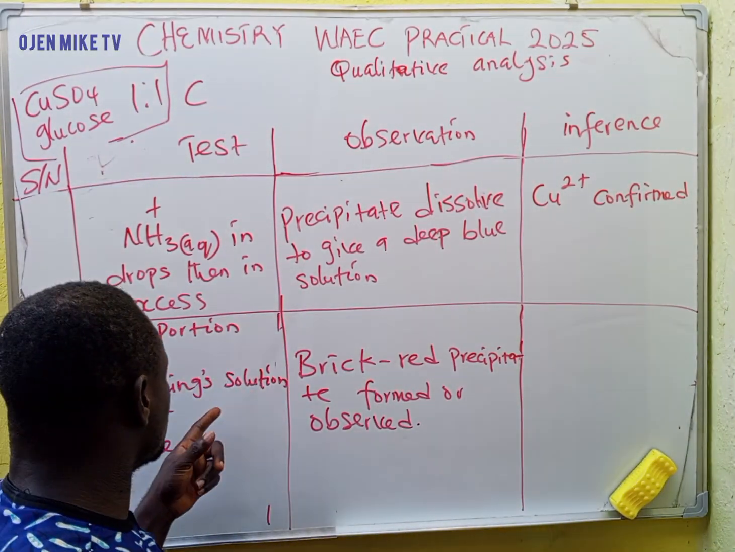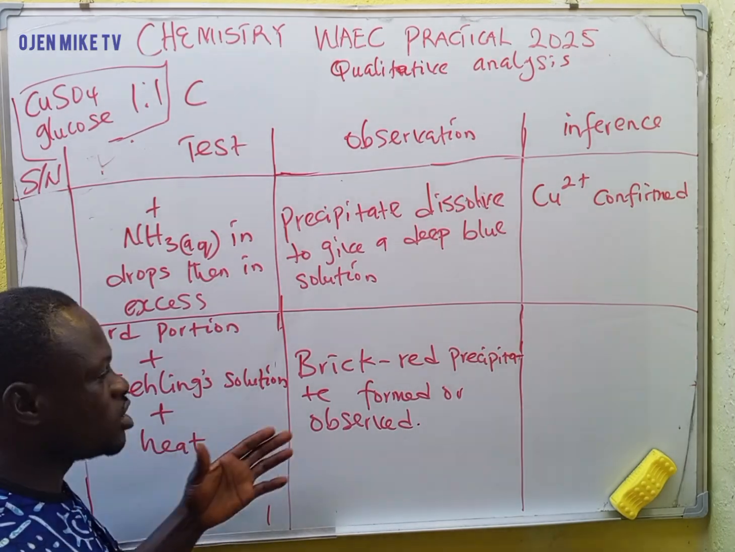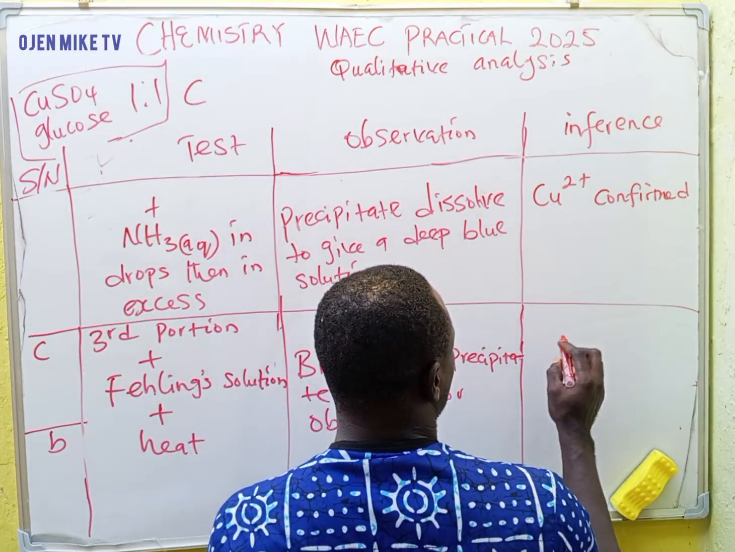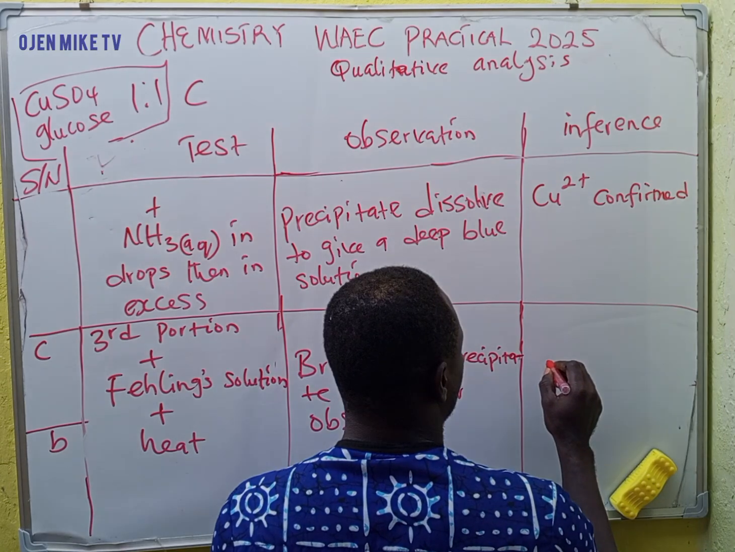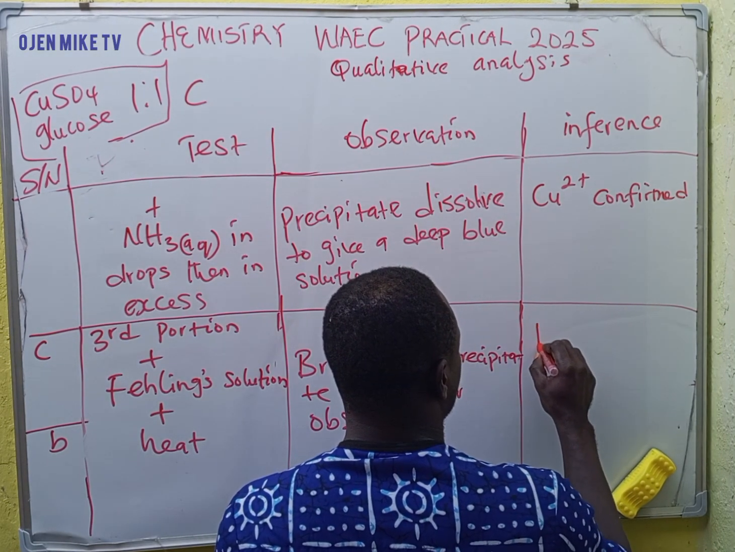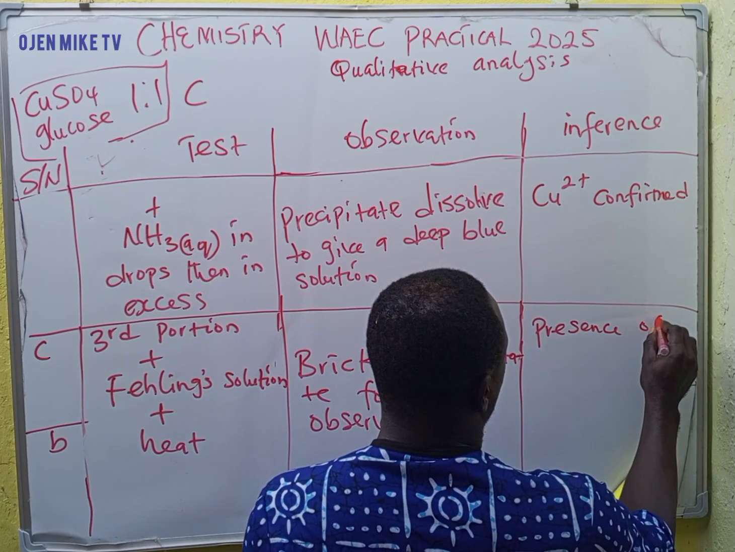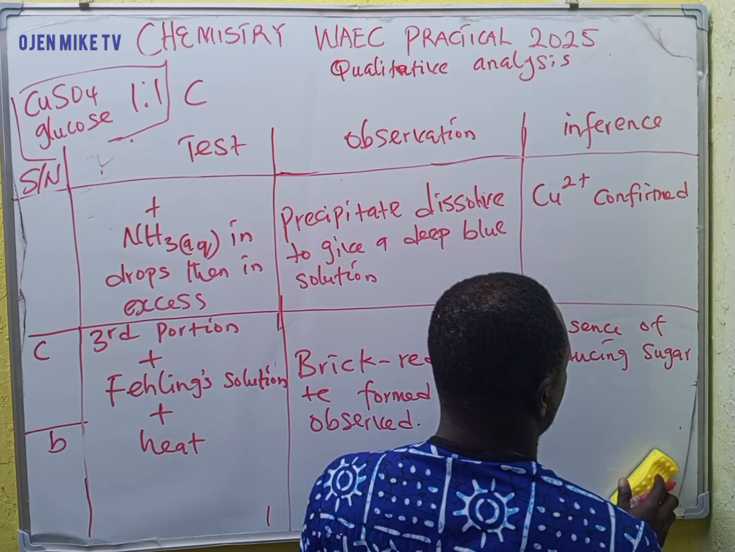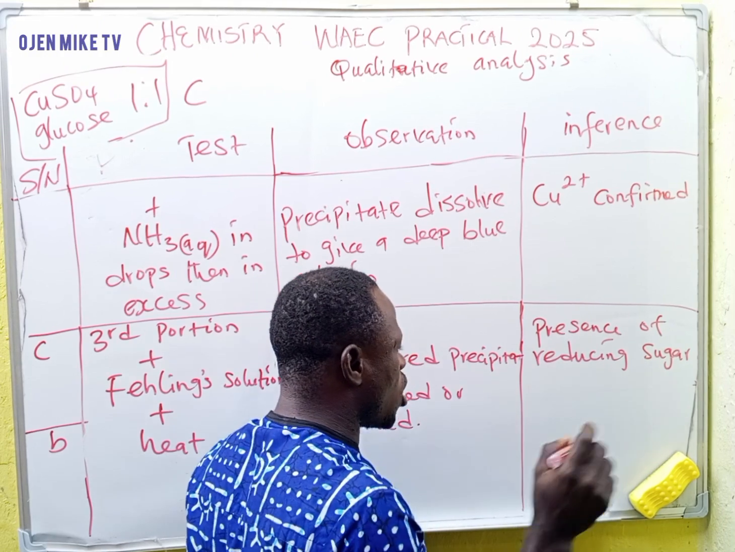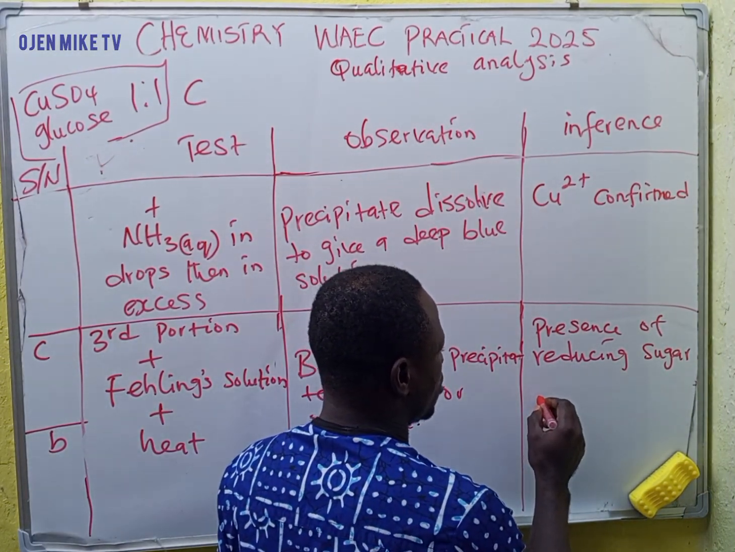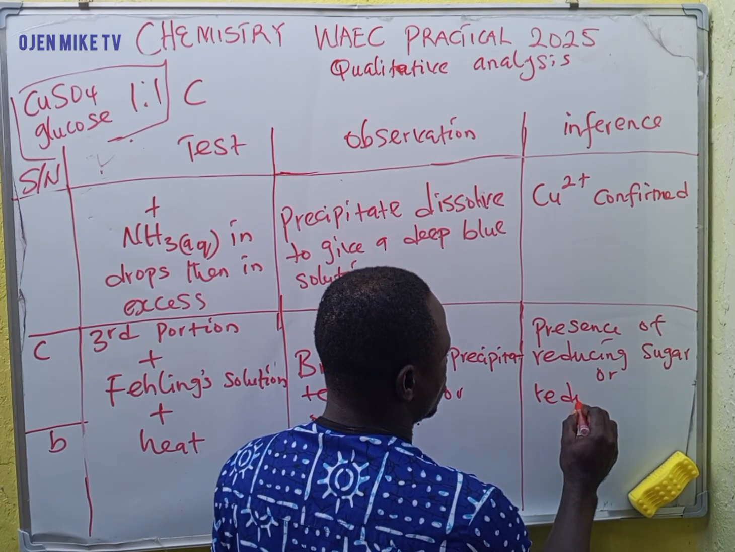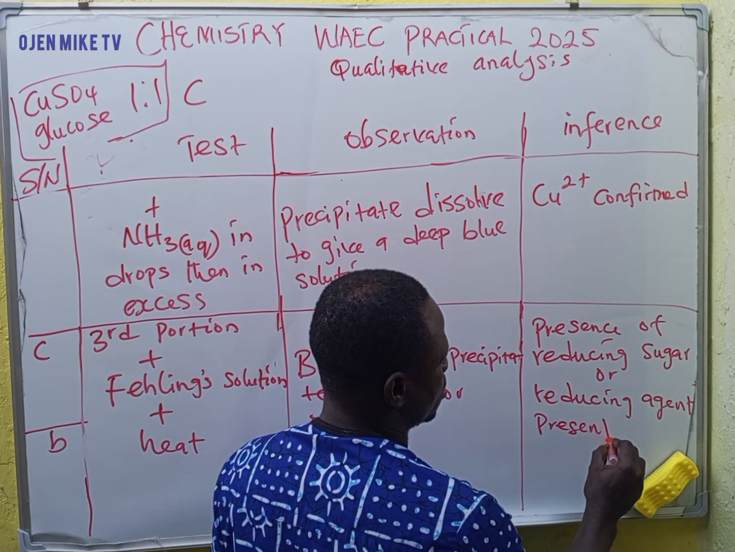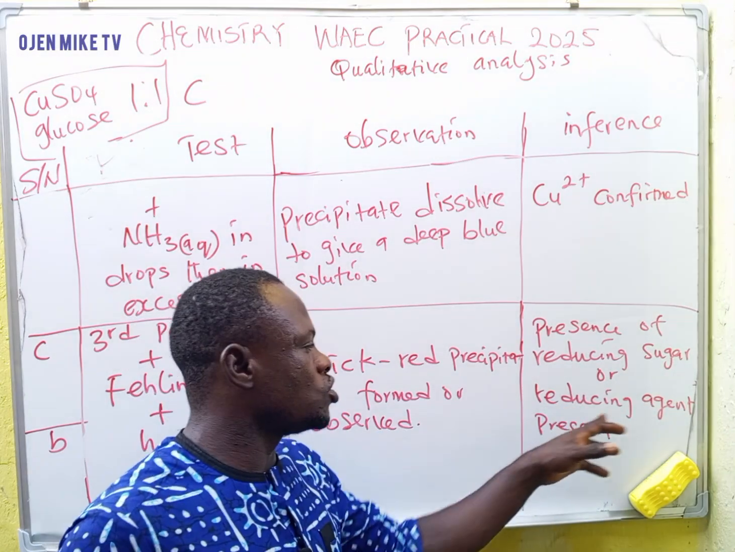So when you add Fehling solution and you now heat it, this is what you are going to see. Of course, I will explain the small chemistry behind that. So what you are going to see here is presence of reducing sugar. You can write presence of reducing sugar or reducing agent present.